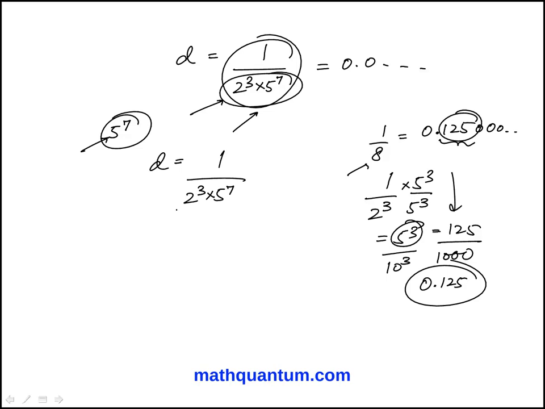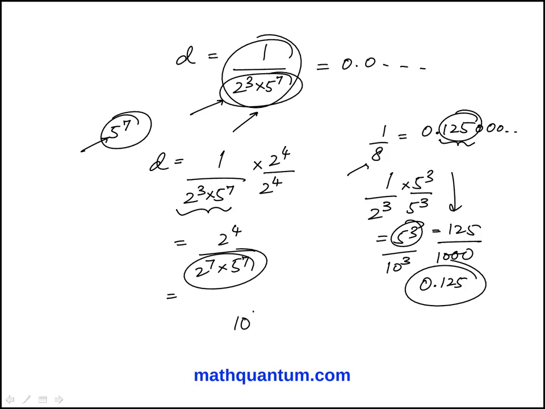So I can create 10 to the 7 here if I multiply numerator and denominator by 2 to the 4. This would be 2 to the 4, and then 2 to the 7 times 5 to the 7 becomes 10 to the 7, and 2 to the 4 is 16. Now, essentially, you're going back 7 places from this point. But we don't really need to do that. We know that the number of non-zero digits is 2, which is answer choice B.